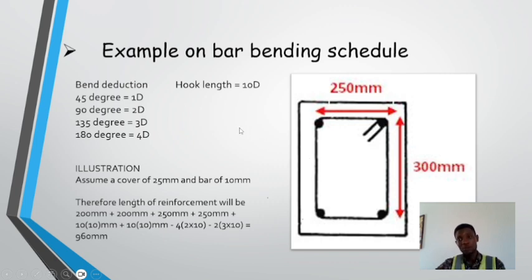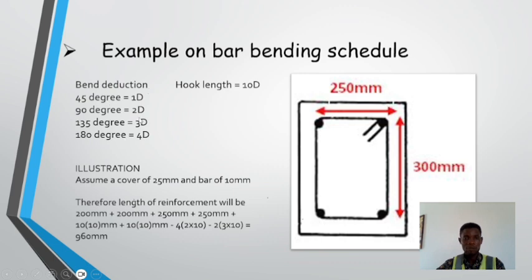Meanwhile, people use other formulas. Some people use a nominal value of 75 for their hook length, and some use a nominal value of 50 mm, depending on what you are using. But the appropriate formula to use is 10 multiplied by D. Although, just like I said, you can use a nominal value of 75 or 50, just like people do. Now let's go to the illustration.